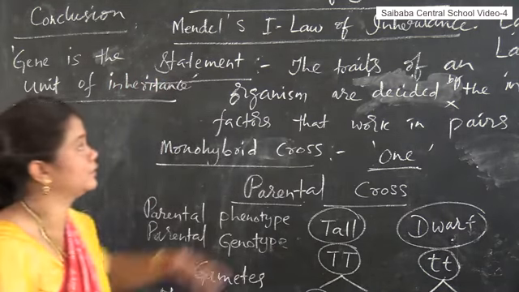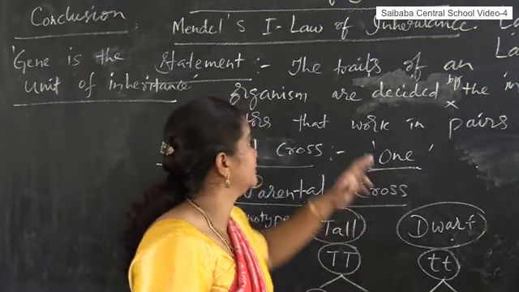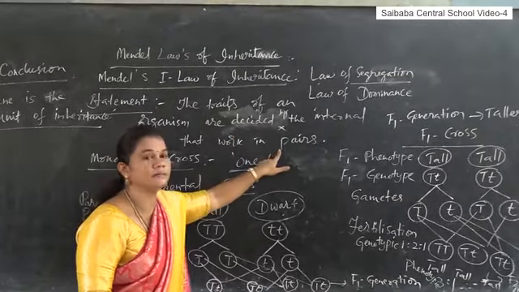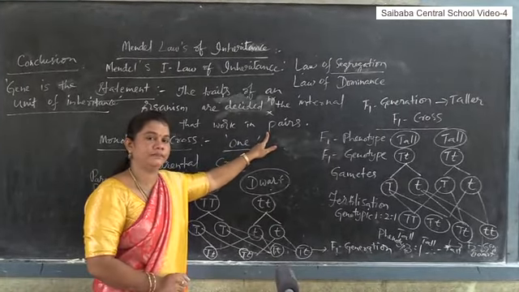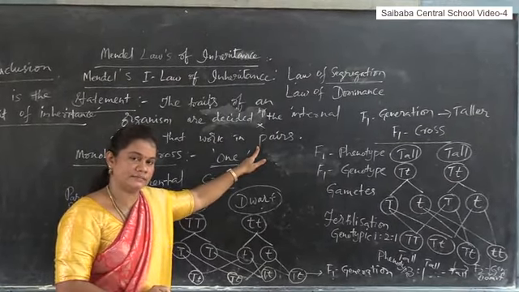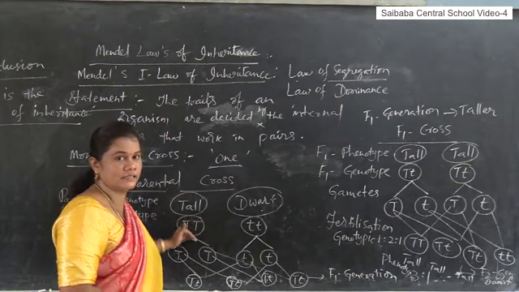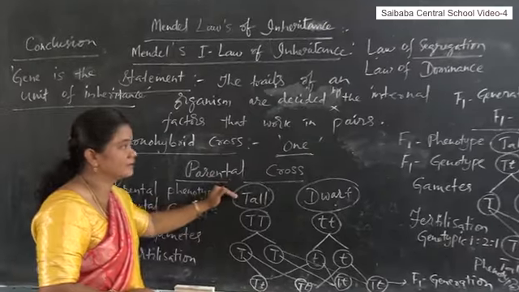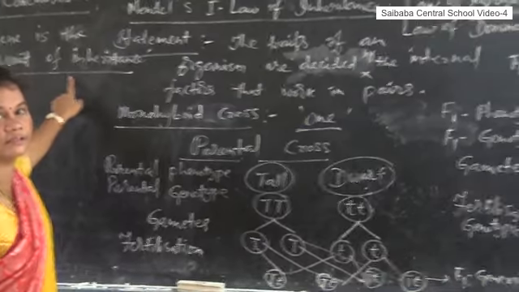Are you getting my point? So he conducted all these experiments and he derived this law, and he proved that the traits of an organism are decided by the internal factors that work in pairs, and those internal factors nowadays we are calling genes. So when the board asks you to explain the first law of inheritance, you have to write the whole process which I have explained in this sequence. First you have to write the statement, next which cross is involved in it, next parental cross, next F1 cross, and at last you have to conclude the law with a conclusion.